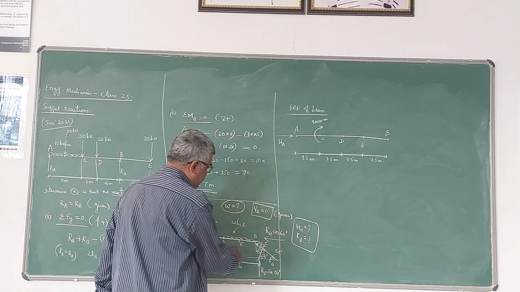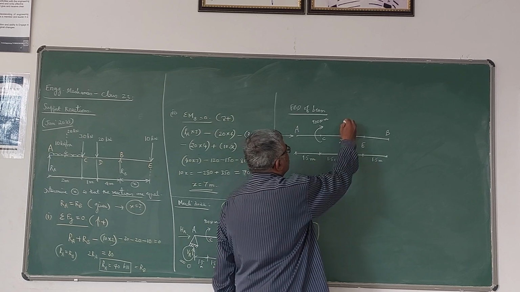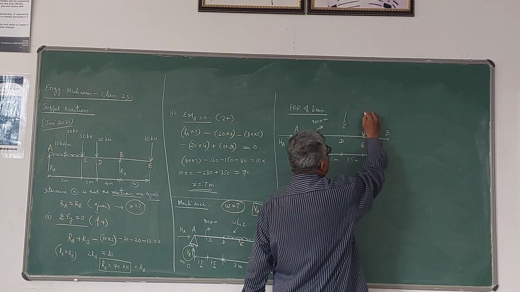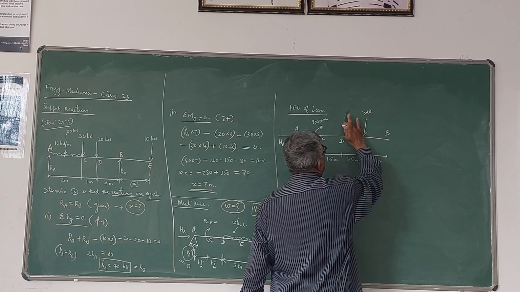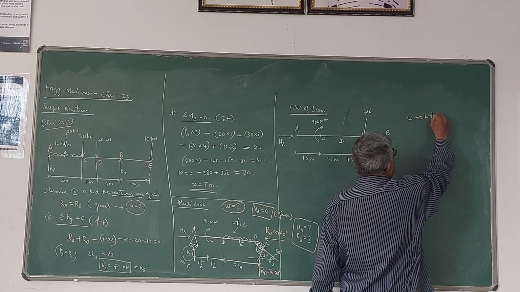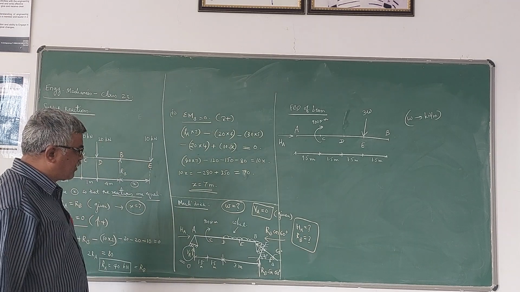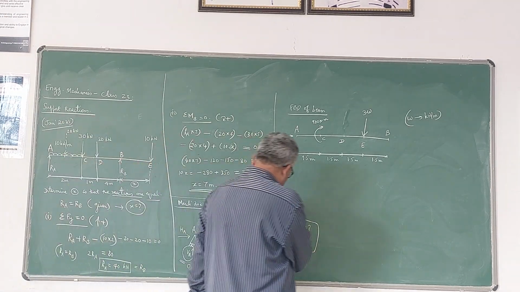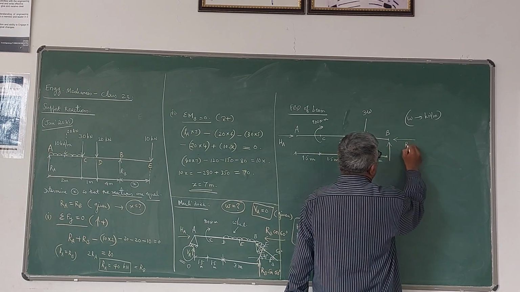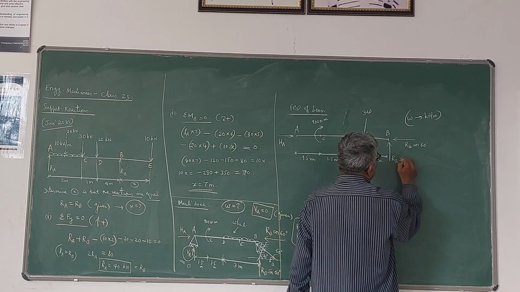Now this UDL I will convert to a concentrated load acting at E. W into 3, so 3W. So that is the concentrated load which will be acting at E. 3 into W. Please note that W is in kilonewton per meter. That is the intensity. Whatever value of W you are going to get, it will be in kilonewton per meter. Now this RB I will write in terms of components. I will write RB cos 60 is the horizontal component. RB sin 60 is the vertical component.